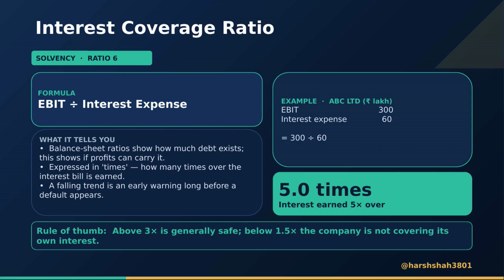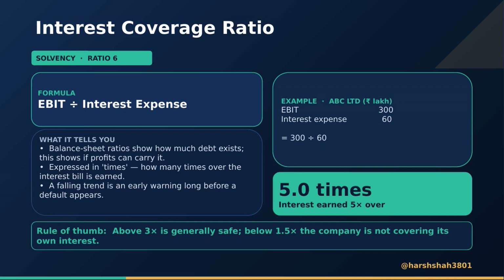Now, interest coverage ratio. Formula: EBIT divided by interest expense. For ABC Limited, 300 divided by 60 gives us 5.0 times. Now here's the key distinction I want you to understand. The balance sheet ratios we just covered show how much debt exists, but this ratio shows whether profits can actually carry that debt. It's expressed in times. How many times over is the interest bill actually earned?